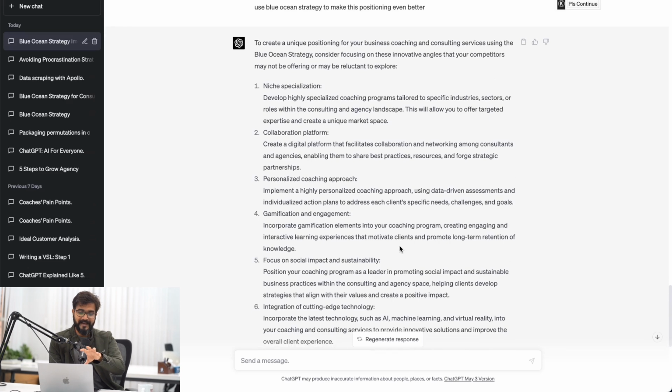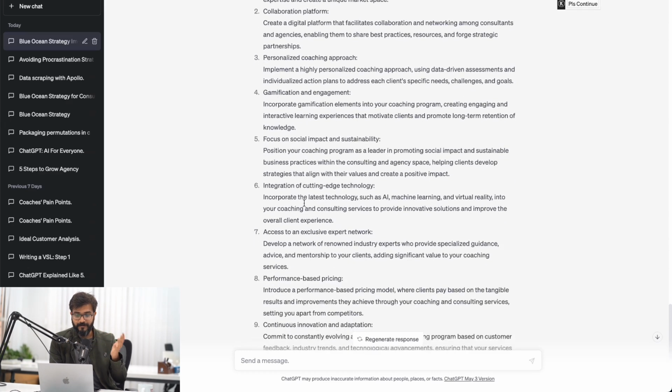Okay, so from this, I can see multiple USPs coming in. So niche specialization, number 1, my favorite. Second, collaboration. Third, personalized coaching. Fourth, gamification. And fifth, access to an expert network. So these 5 things, if I use in my coaching business, I will definitely stand out in the market, which my competitors will not do. I honestly believe this is a much better way to create that USP, create that positioning, and use blue ocean strategy to make yourself unique in the market with AI. The first prompt was okay, but I honestly liked my version better. You let me know which one do you think is better for you, right?